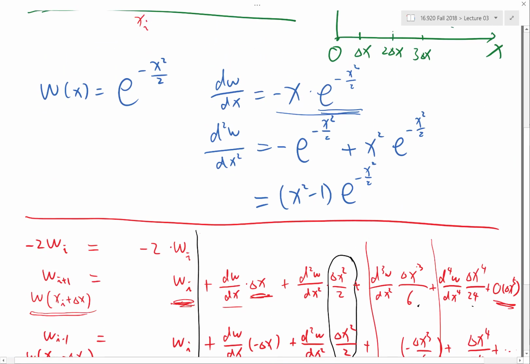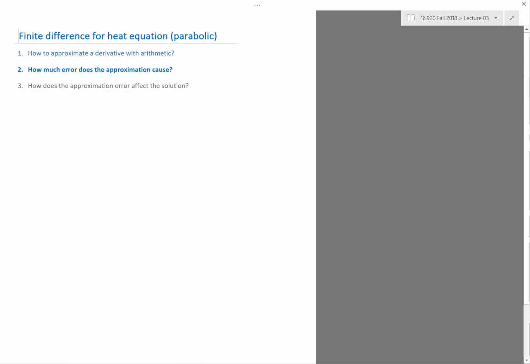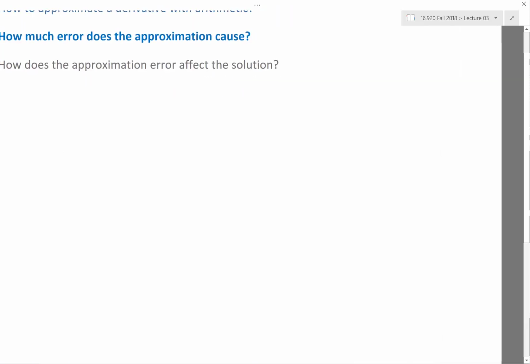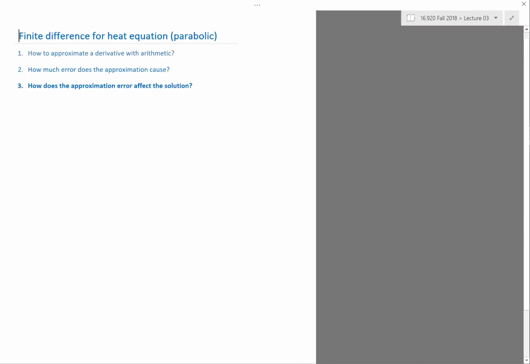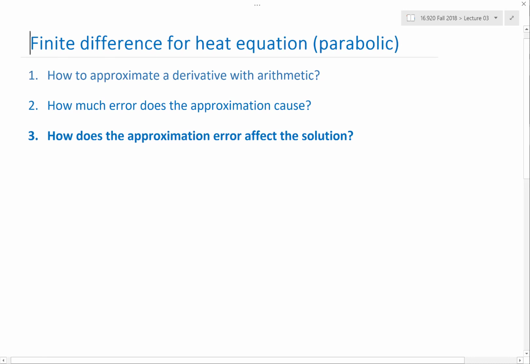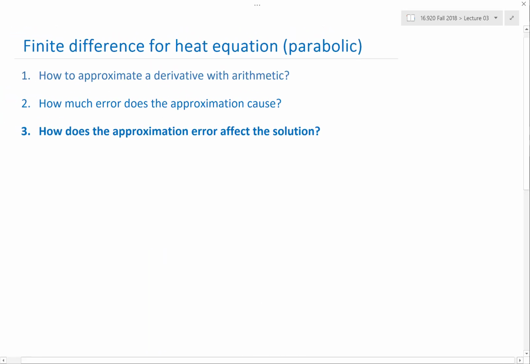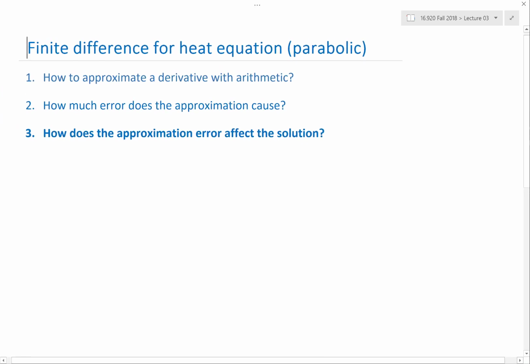So this is basically a glimpse of how you derive a scheme in finite difference and how to analyze the error of the approximation. So the final topic we want to discuss is actually about this particular equation, but it's actually a general question you want to ask for any numerical solution of any system, not just PDEs: once you're committed to some error, what's the effect of that error?